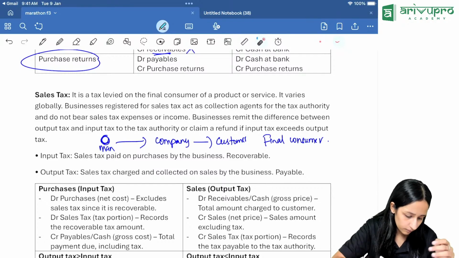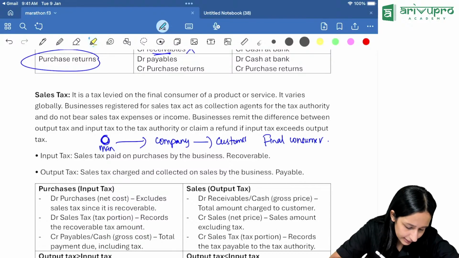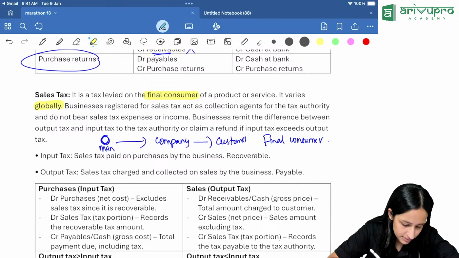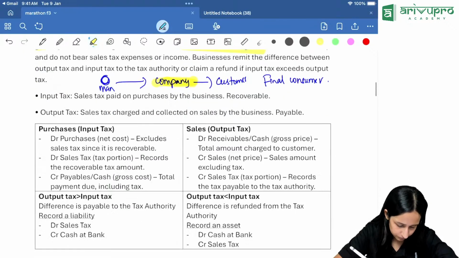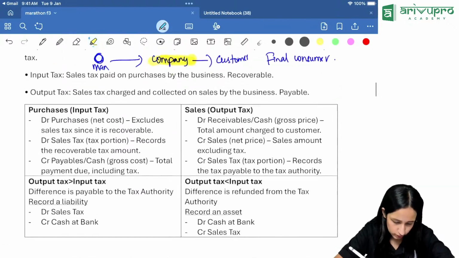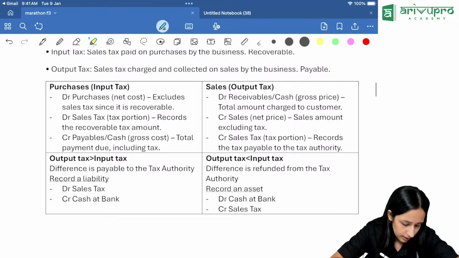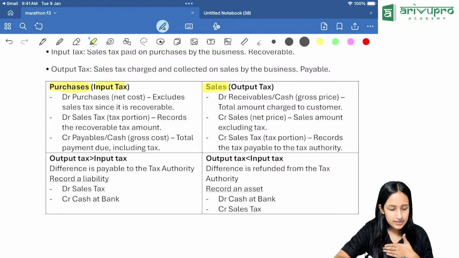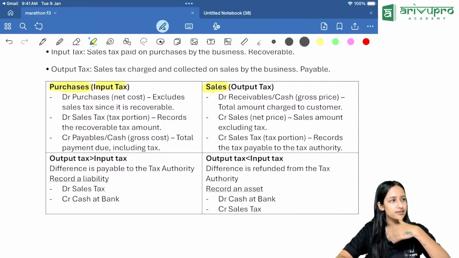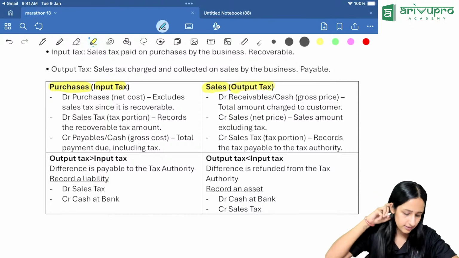Let's read through this once. It is a tax levied on the final consumer of the product or service. It varies globally. Businesses registered for sales tax act as collection agents. We are just the agents, not the final consumers. Now look at this table. Whenever you're purchasing, like I said, goods coming in, purchases: input tax. Sales, goods going out: output tax. That's how you need to understand this.